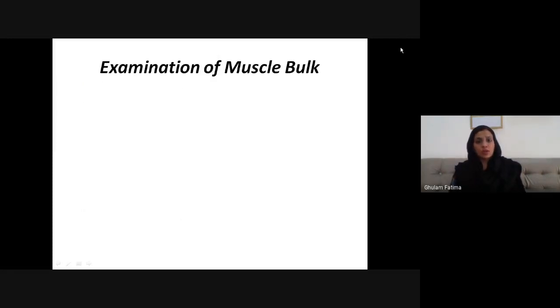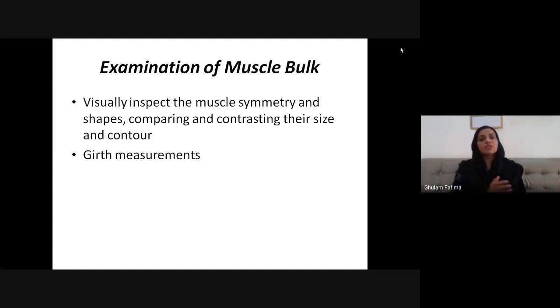So, to confirm muscle atrophy, you have to examine the muscle bulk. The first part is the subjective part, where you will visually inspect the muscle symmetry and shape, and you will compare and contrast one limb with the other limb. The next part is the objective part, that is girth measurement, which will confirm your loss of muscle mass, and you can also use these girth measurements as a part of prognosis, and you will see whether the patient is developing more atrophy, whether progressive atrophy is occurring, or whether the atrophy has stopped.